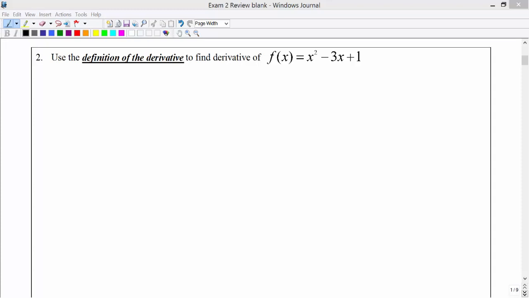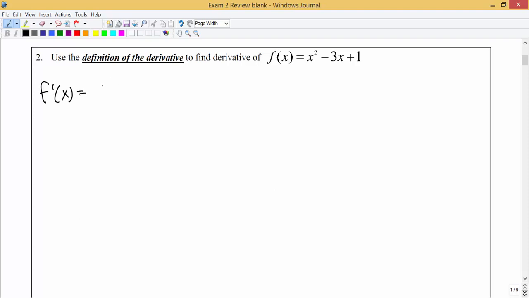For problem number 2, we're asked to use the definition of the derivative to find the derivative of f of x equals x squared minus 3x plus 1. So on the exam, you will only get credit if you use the definition of the derivative like we discussed in section 2.6. So first I'm going to write out the derivative.